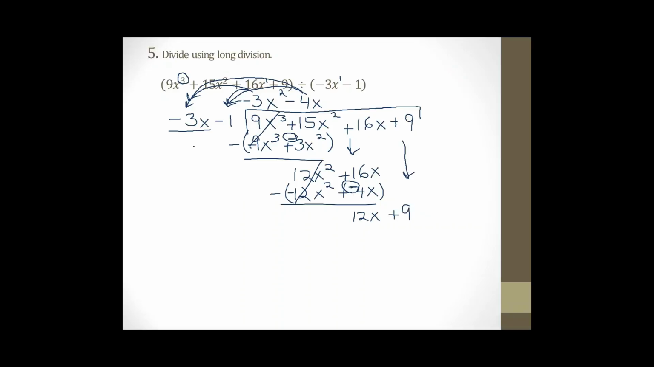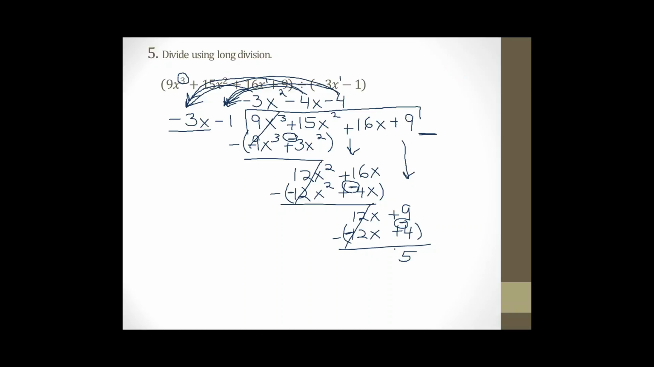And again, how many times does the negative 3x go into 12x? I would have to multiply by negative 4. Negative 4 times the two terms: negative 4 times negative 3x is positive 12x, and negative 4 times negative 1 is a positive 4. Subtracting, changing the signs, and adding down cancels out, and 9 minus 4 is 5. Okay, I don't have any more terms here, so I'm done, and I do have a remainder.